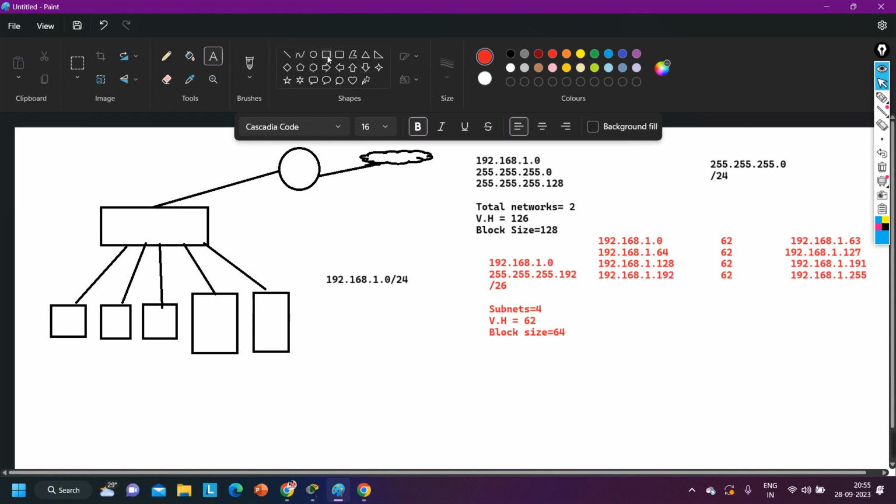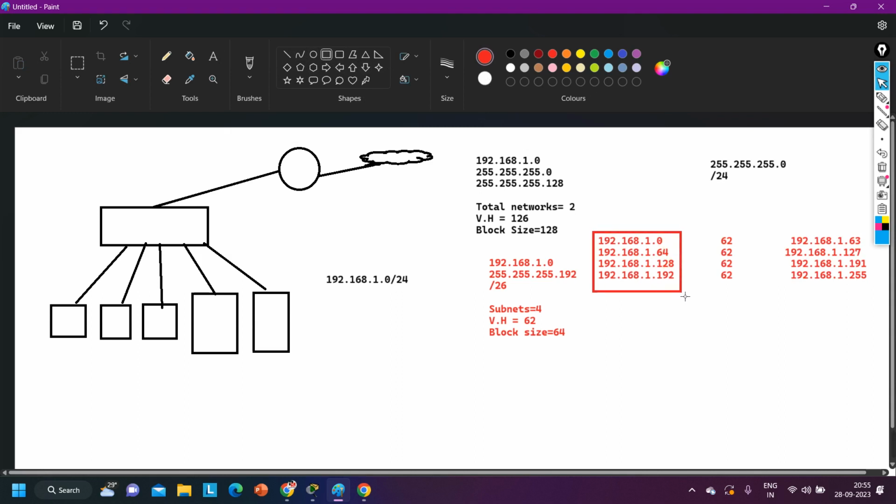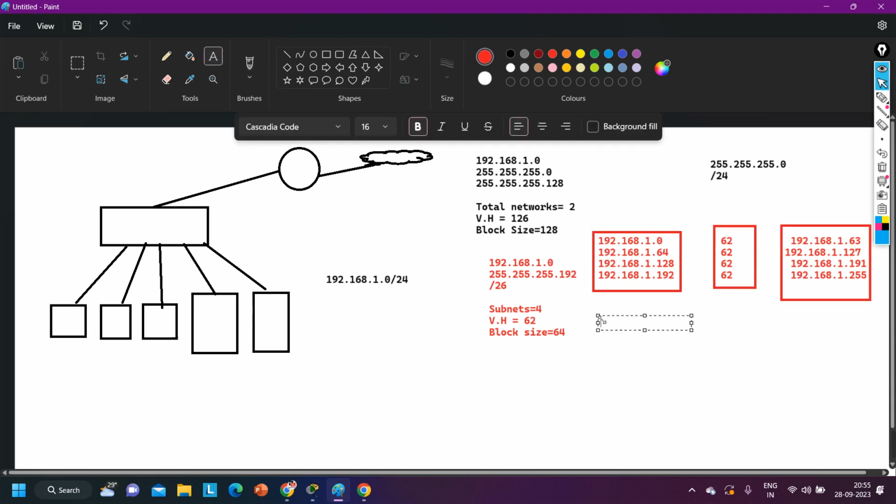Okay. What is the first valid IP address of the first network? 192.168.1.1. What is the fifth IP address of the first network? 192.168.1.6. What is the 10th IP address of the third network? The third network, right? Yes, third network.